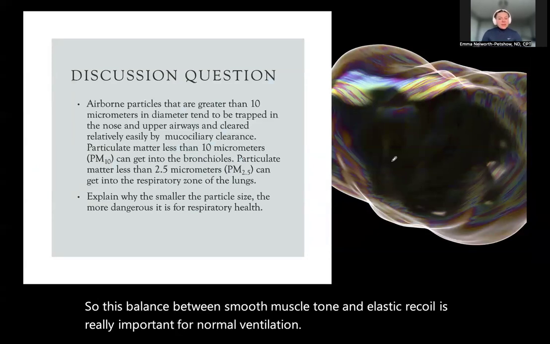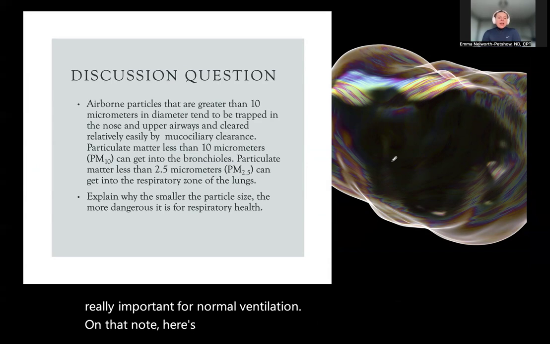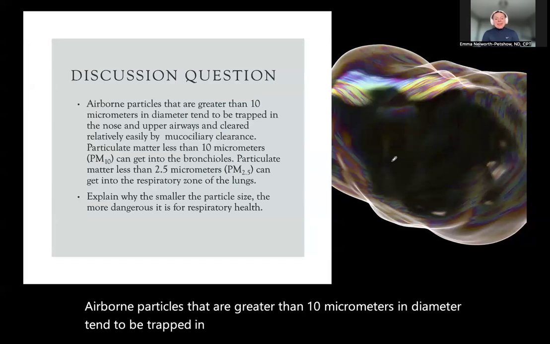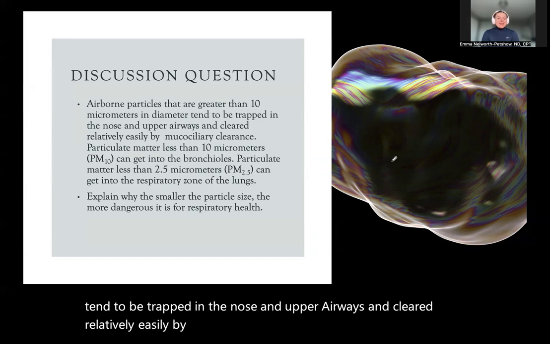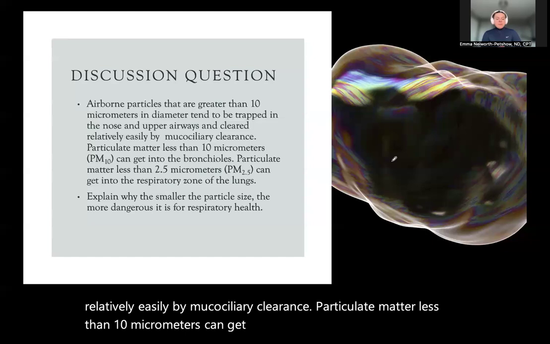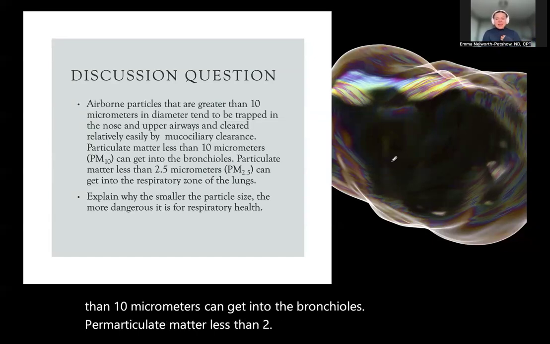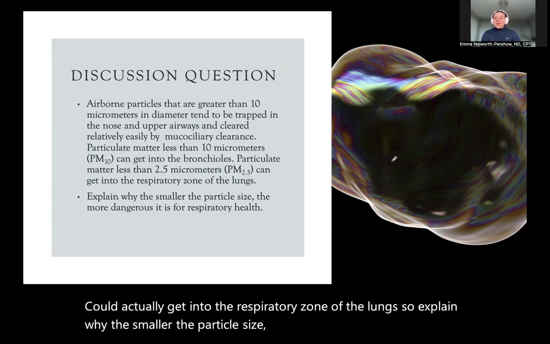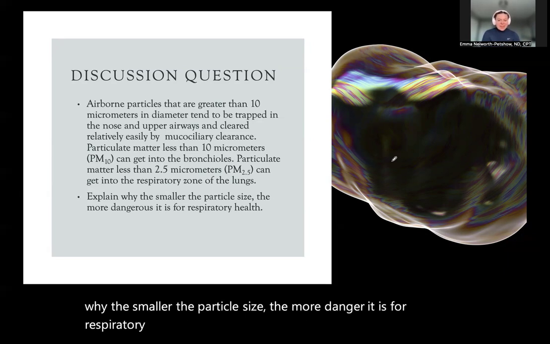On that note, here's a discussion question for us to consider. Airborne particles that are greater than 10 micrometers in diameter tend to be trapped in the nose and upper airways and cleared relatively easily by mucociliary clearance. Particulate matter less than 10 micrometers can get into the bronchioles. Particulate matter less than 2.5 micrometers can actually get into the respiratory zone of the lungs. So explain why the smaller the particle size, the more dangerous it is for respiratory health. You can think about that for a second.